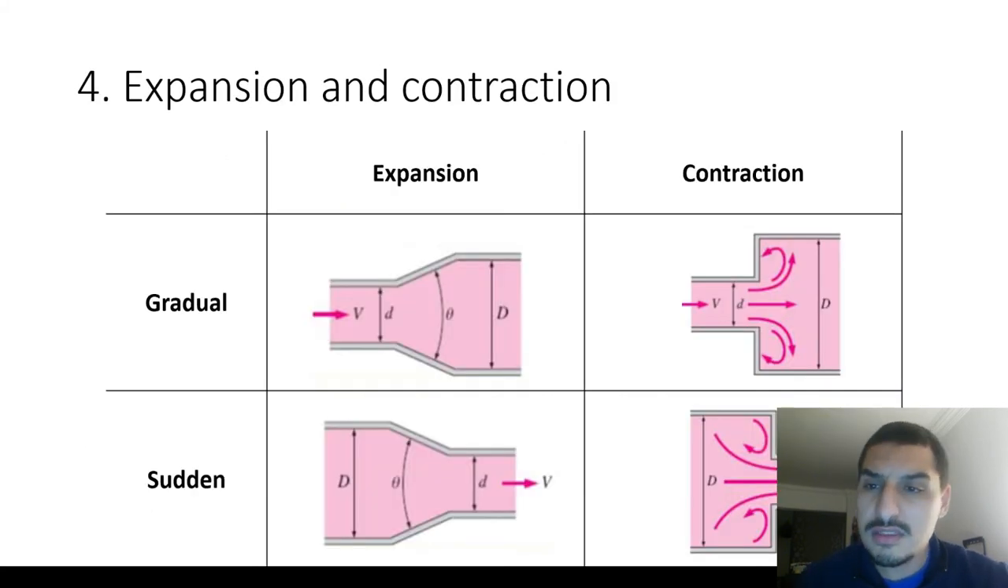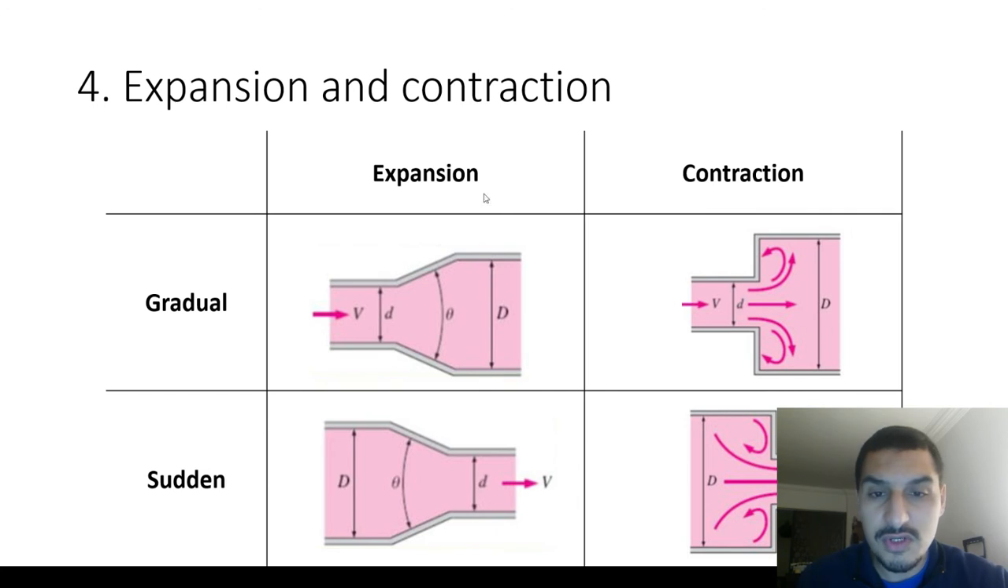For the next point, it is the expansion and contraction. Let's say what we mean by expansion and contraction. The expansion is the increase of the surface area from a small diameter to a larger diameter, like here and here. And the contraction is the change of the diameter of the flow from a big diameter into a smaller diameter, like in this case and in this case.